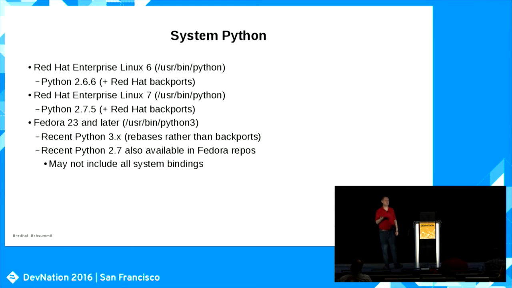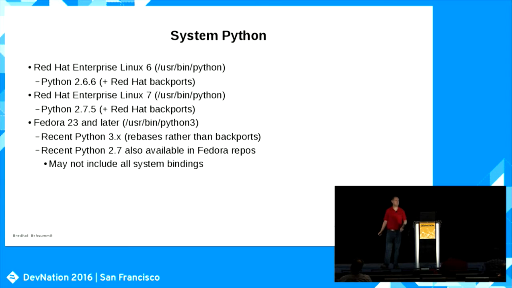But on Red Hat Enterprise Linux 6, system Python is /usr/bin/python, and that is Python 2.6.6. However, the 6.6 refers to the oldest code that's in that version. It does have additional Red Hat backports on top of that. Similarly, on Red Hat Enterprise Linux 7, /usr/bin/python is the system Python, and that's, again, Python 2.7.5 with additional backports on top.